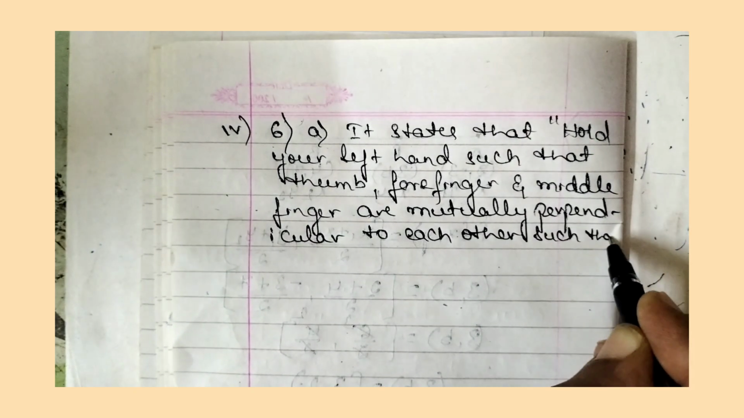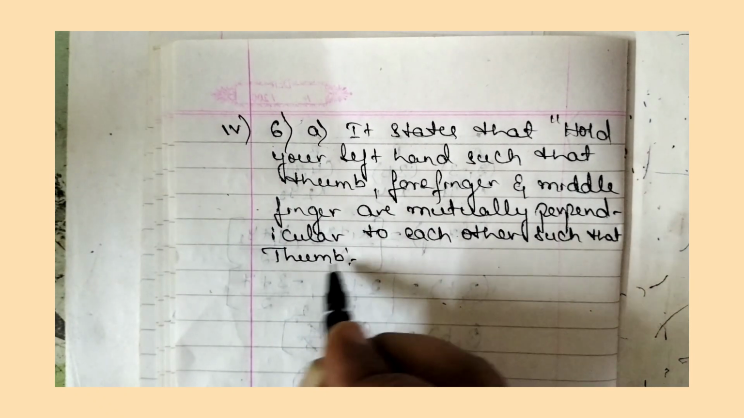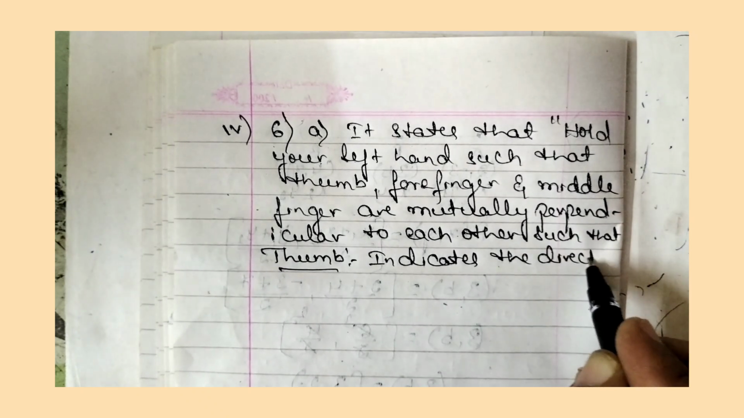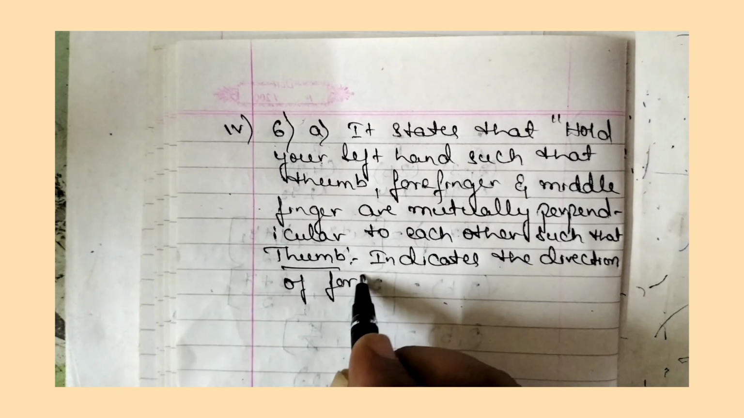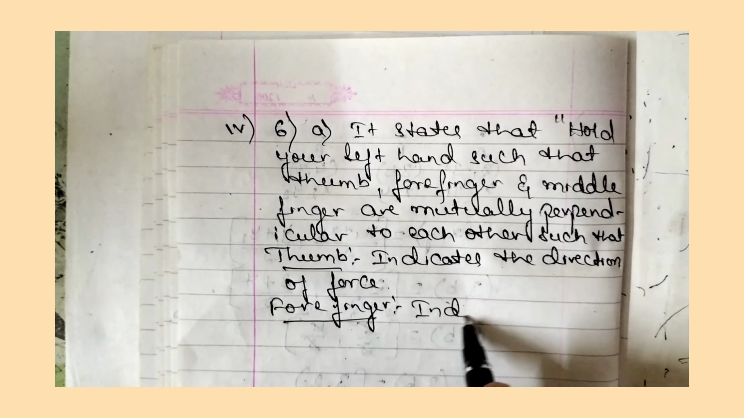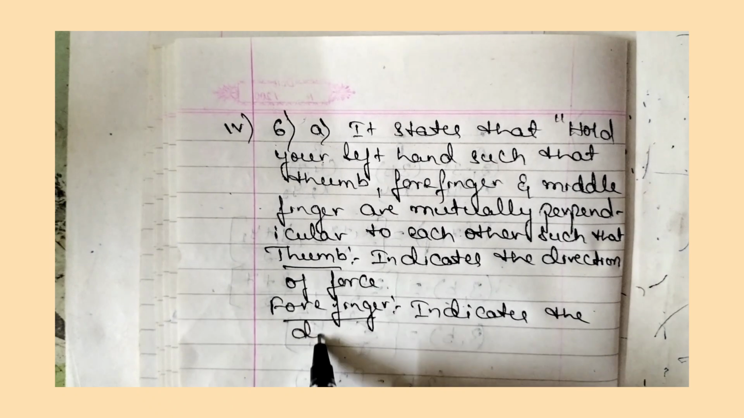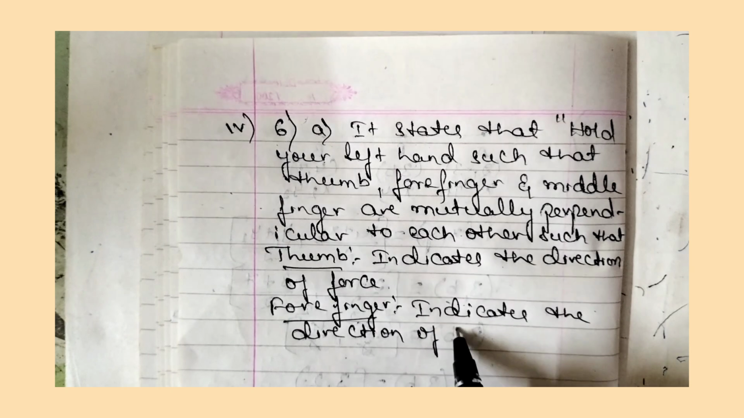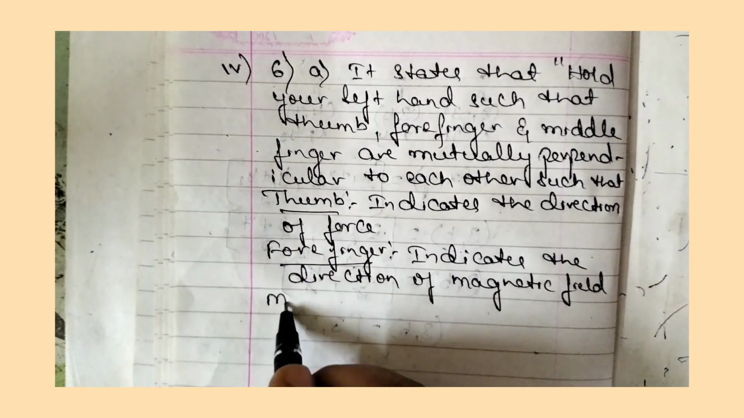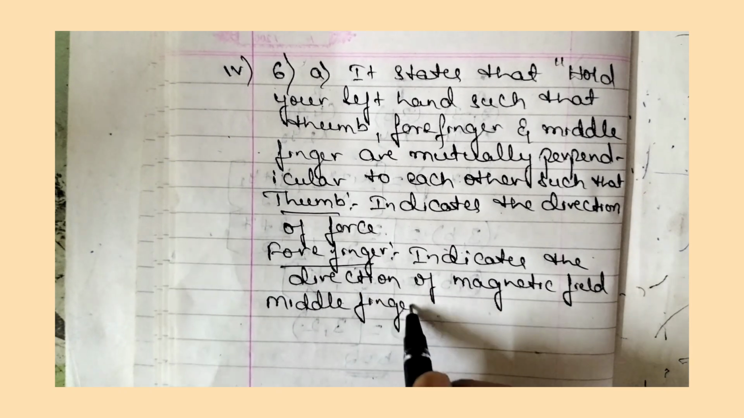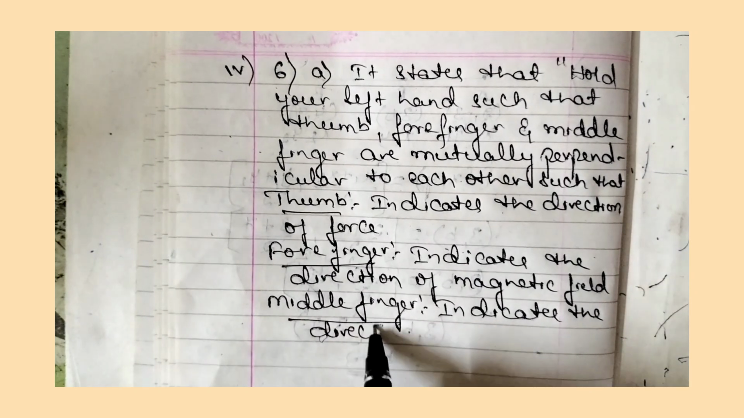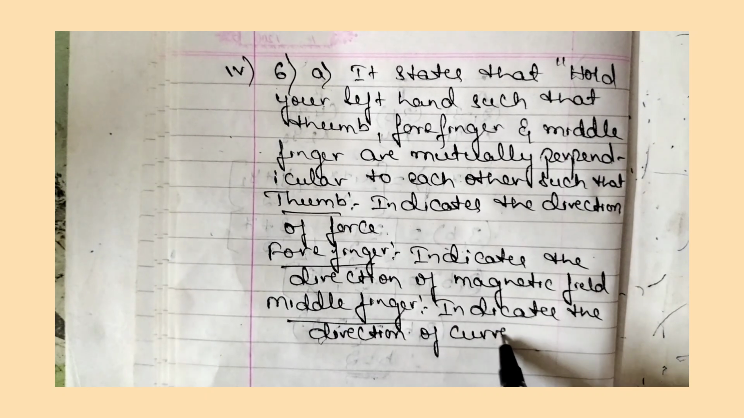such that thumb indicates the direction of force, forefinger indicates the direction of magnetic field, and middle finger indicates the direction of current. So this is Fleming's left hand rule.